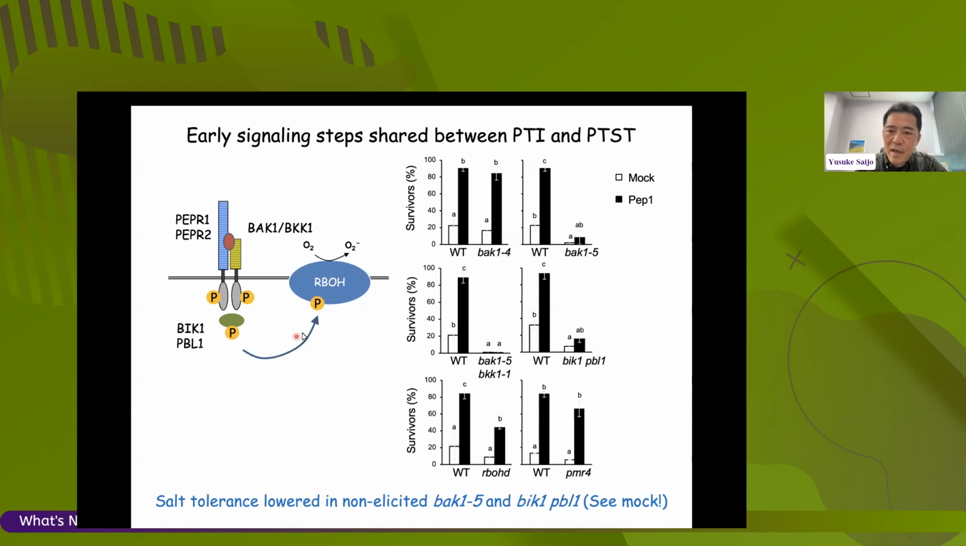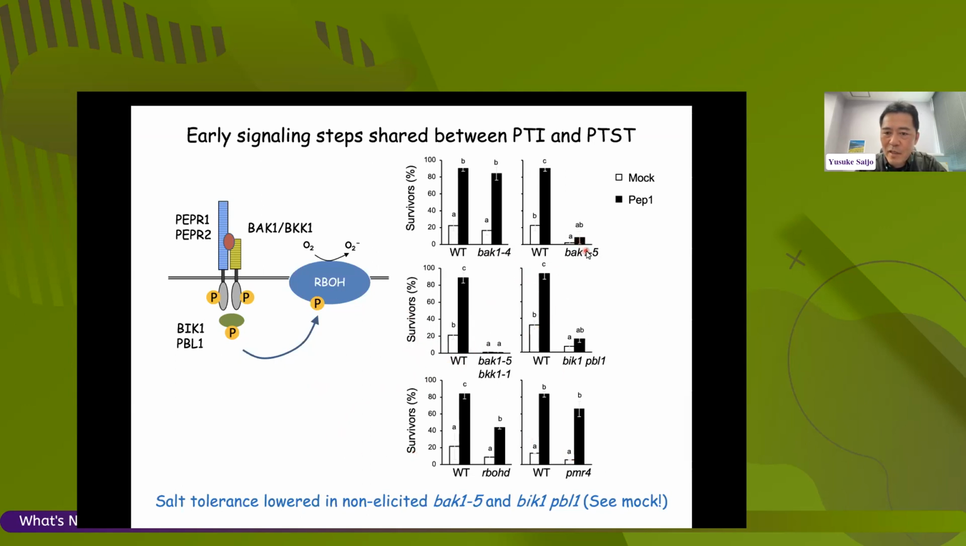Furthermore, one hallmark defense output of pattern receptor signaling involves the RBOHD-induced ROS burst. And the data suggest that this RBOHD also contributes to PTST. But in contrast, PMR4-dependent callose deposition seems not required for PTST. Yes, but here I would also like to stress that when you see the mock samples, the mock values.